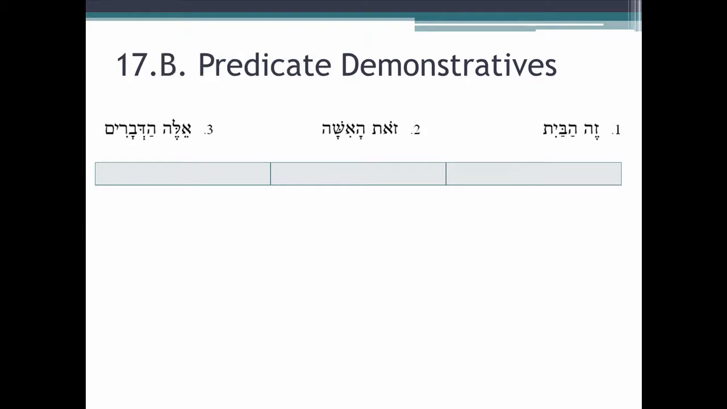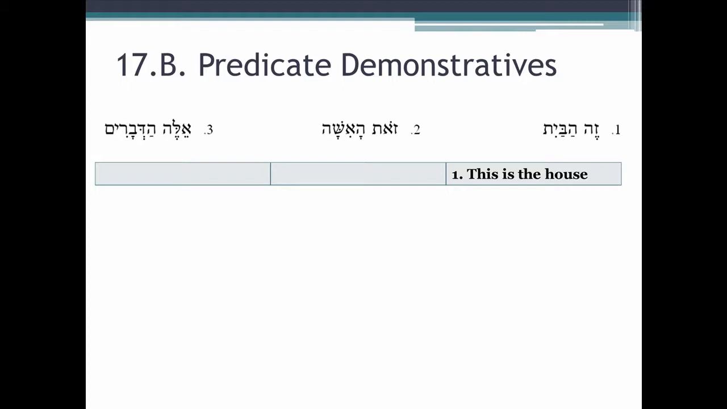Second section, predicate demonstratives. Number 1, Zeh Habayit, this is the house. Now let's look at this. We have the demonstrative here. This, the house. Again, with predicate use, there is no definiteness. There's no definite article on the demonstrative. So you have to translate this predicatively. You have to supply a predicate relationship, usually the copulative verb, the to be verb. So we have this is the house.